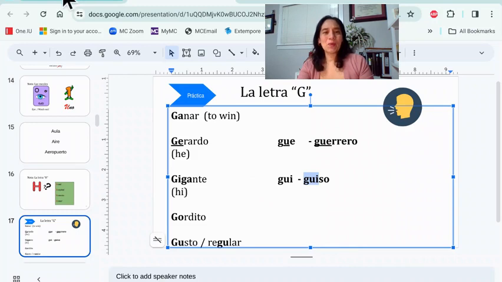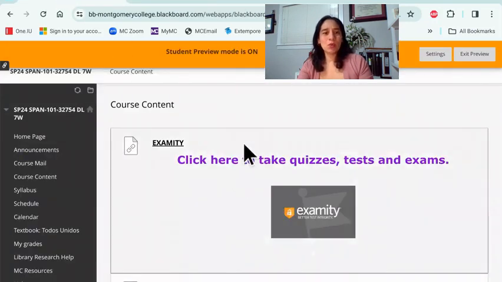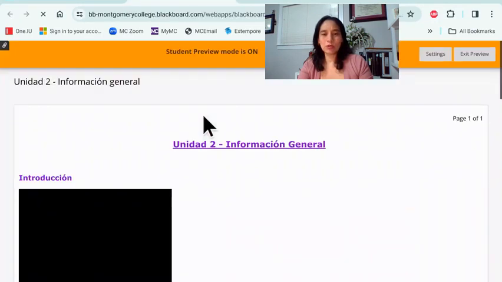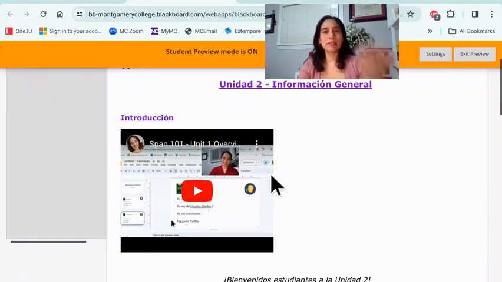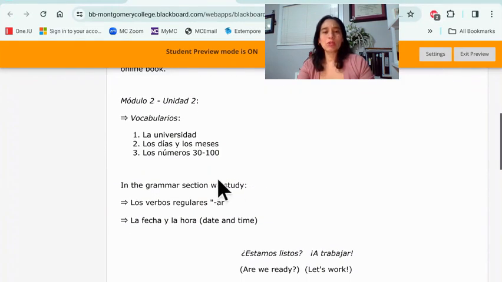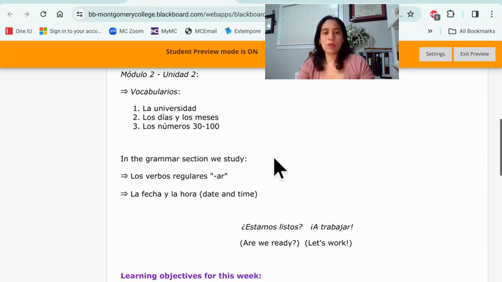Okay, so now we can talk about our Unidad 2. So we're going to Módulo 2, Unidad 2. As always, you will find this introduction, and then we are going to be working with los vocabularios de la universidad, the university, los días y los meses, so the days of the week and the months, los números del 30 al 100, from 30 to 100.